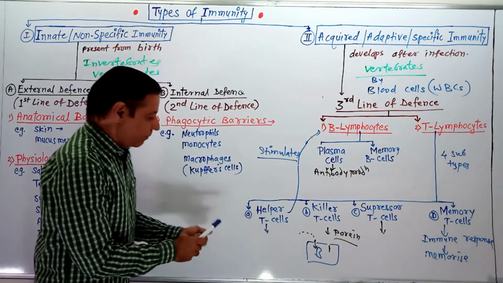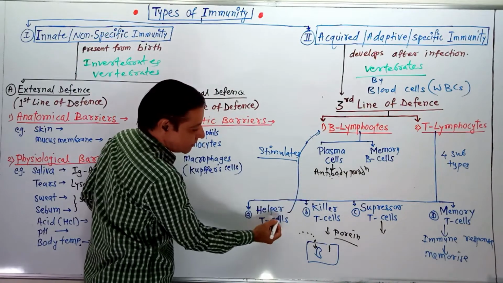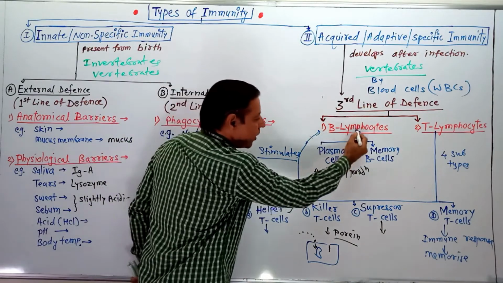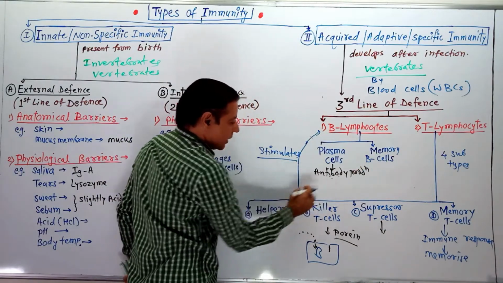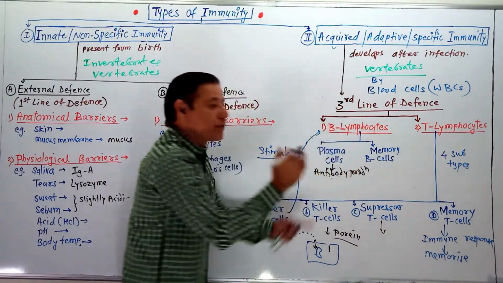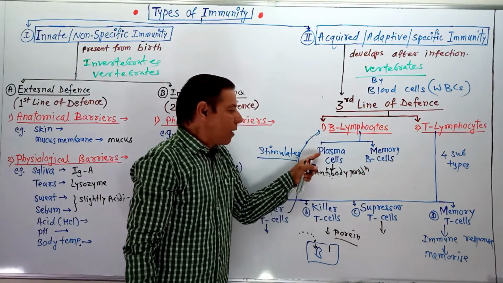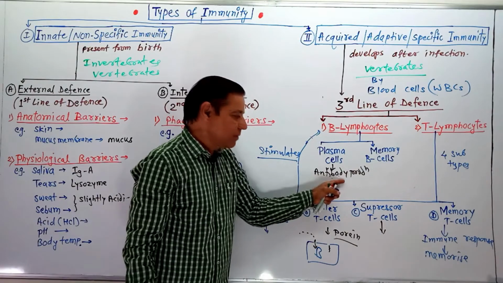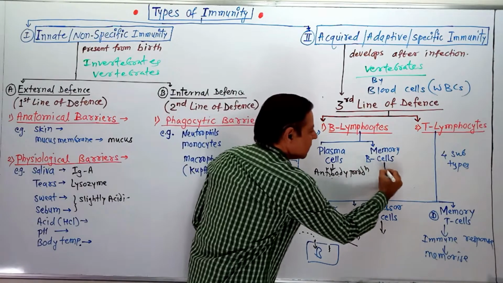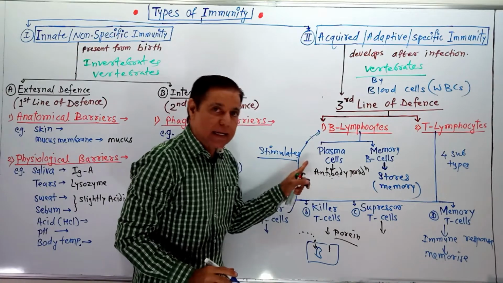Helper T cells help B cells, B lymphocytes. This means helper T cells stimulate B lymphocytes for production of antibodies. When the stimulus from helper cells goes to B lymphocytes, they differentiate into two cells, plasma cells and memory cells. Plasma cells start production of antibodies, while memory B cells store the memory of the immune attack, the immune response.